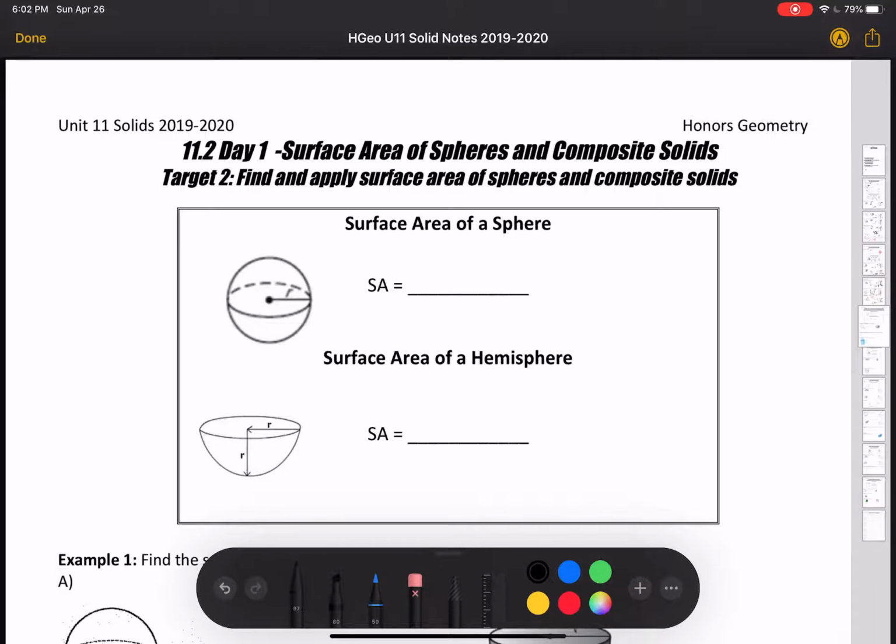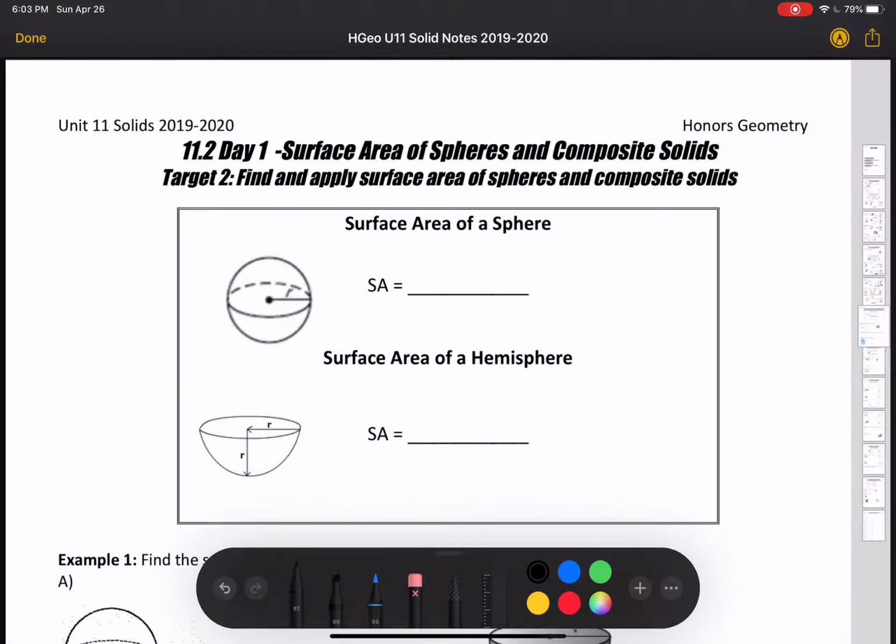Hey everybody, so we're going to start the second target in surface area. This one we're going to deal with spheres and composite solids. I'm going to introduce composite solids in this video, and in the next video I'm going to go more into it. The only figures we haven't talked about yet are a sphere and a hemisphere.